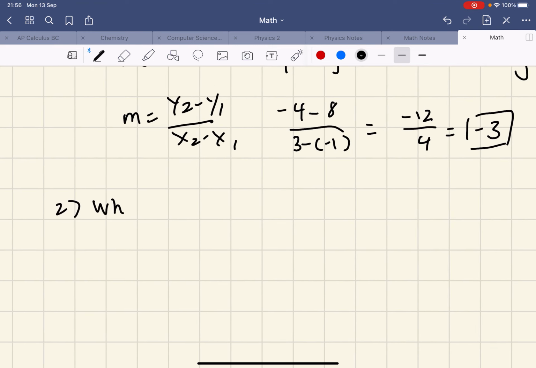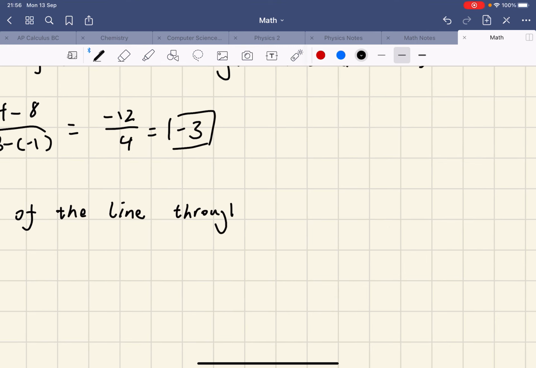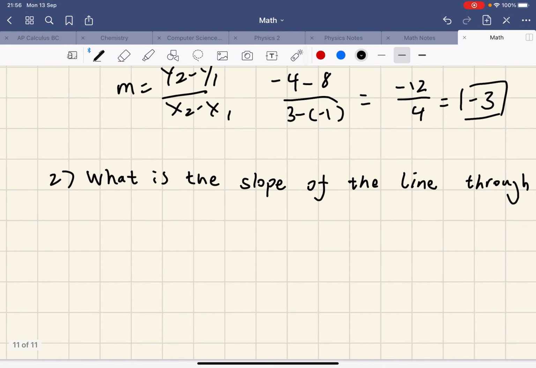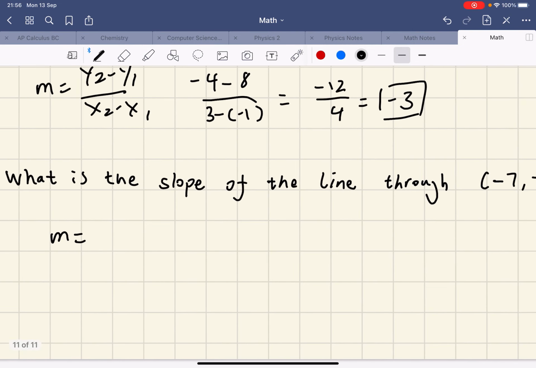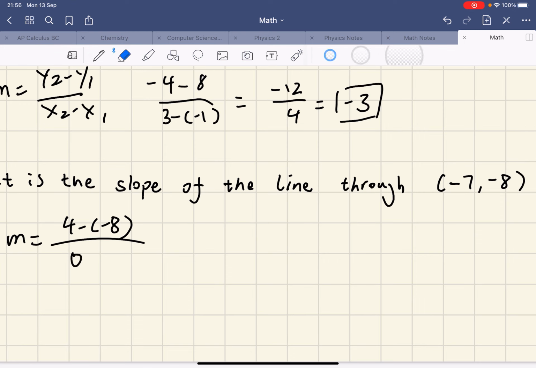Second, what is the slope of the line through (-7, -8) and (0, 4)? Here you do the same thing, so slope, right, 4 minus negative 8, be sure to not forget the negative sign, over 0 minus negative 7. So that's 12 over 7, and you can't simplify that, so the slope is 12 over 7.